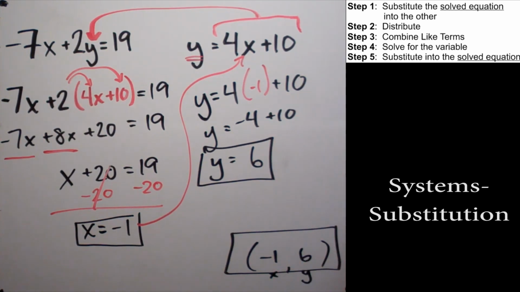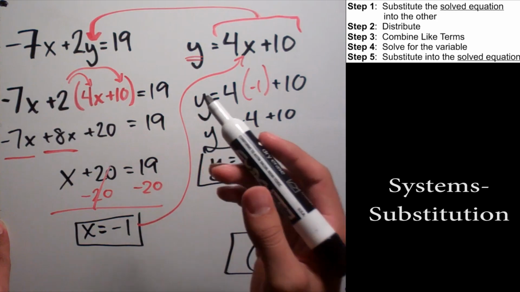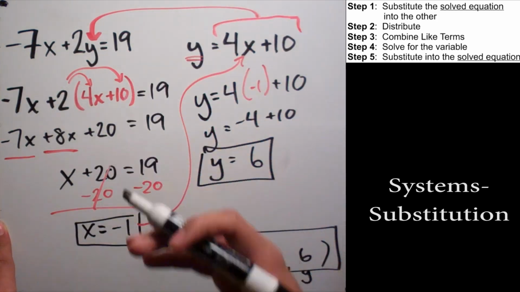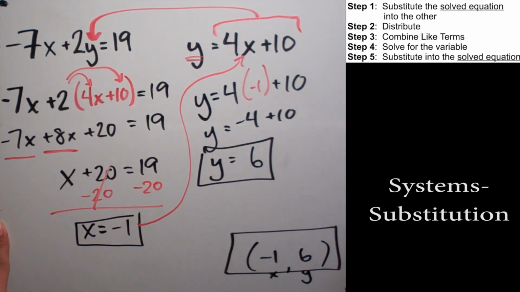My advice is that you, whoever is watching this, if anyone is watching this, make sure that you're very diligent, very careful when you distribute, when you combine like terms. All these steps, it's a lot of math, a lot of computation, arithmetic going on. Take your time. If I were to miss a minus sign, miss a simple number, if I distributed wrong, that trickles down to the rest of the problem. So be very careful when you solve a system by substitution.